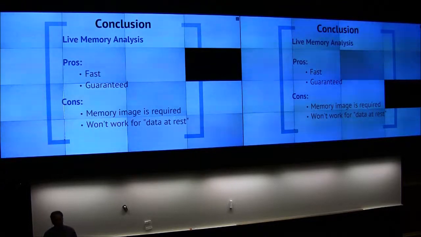Problems with this kind of approach: you actually need to have a memory image. This could also be a hibernation file, or multiple versions of a hibernation file. You could try to find encryption keys there, and there could be some success. And this obviously won't work for data that's at rest. Basically, if you turn off a PC and there is no hibernation file, you cannot apply this.